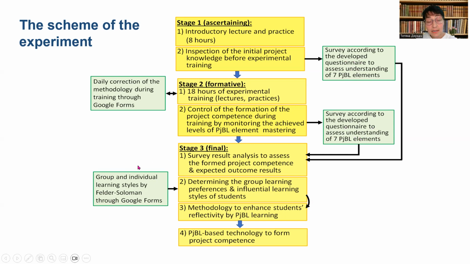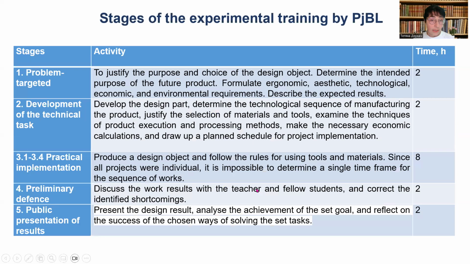Individual learning styles of students were also determined using the Felder-Soloman method. Determining students' preferred learning styles allowed one to reveal the existing educational advantages of the group. To see an example of this stage of the experimental training by PGPL in more detail, you can read information about this approach in our article.